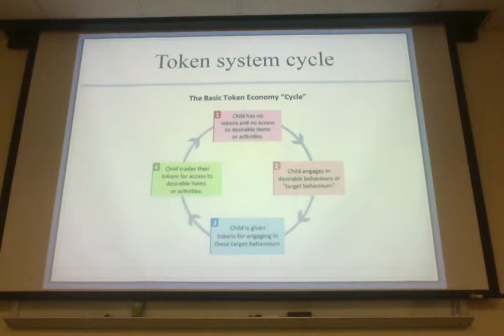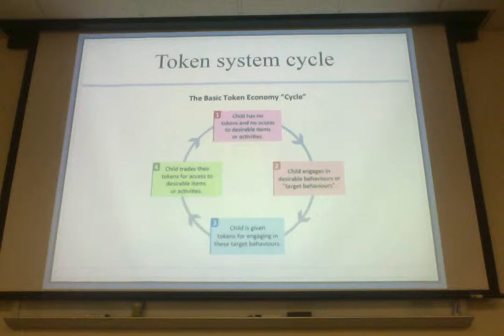And so basically, we've used a lot of terminology, so it's a little confusing. This is kind of a condensed version. So we start with the child has no tokens and no access to the desirable items, which is what we were referring to earlier as the backup reinforcers.